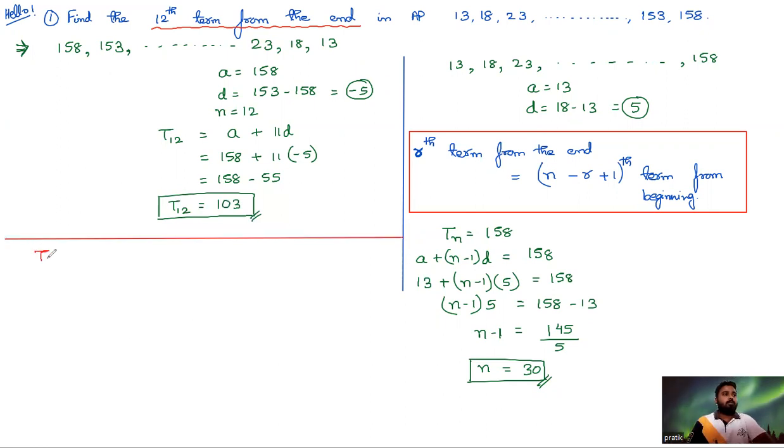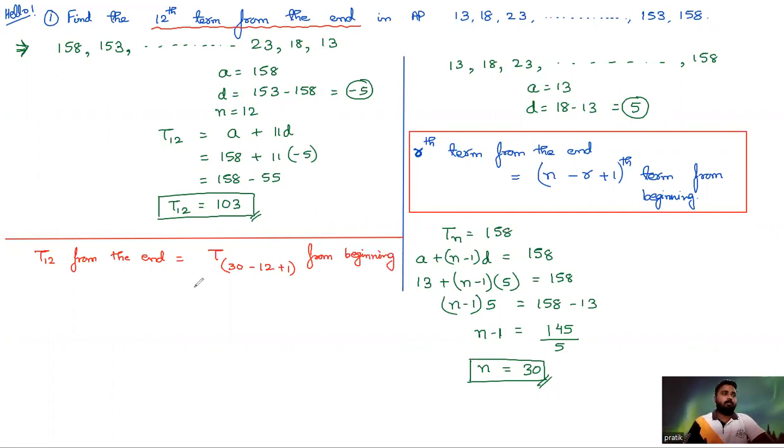So T12 from the end is equal to T of n, which is 30, minus r, which is 12, plus 1 from the beginning. This is something which you should be aware of.